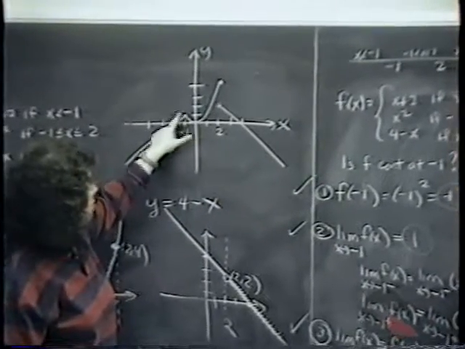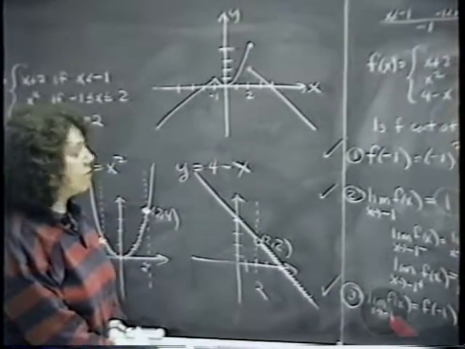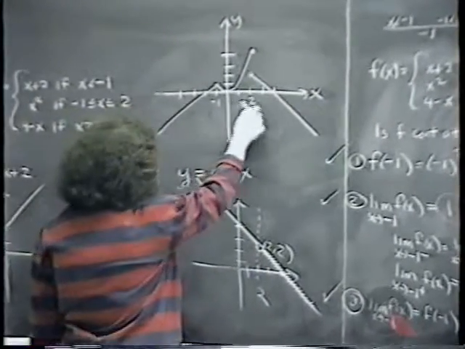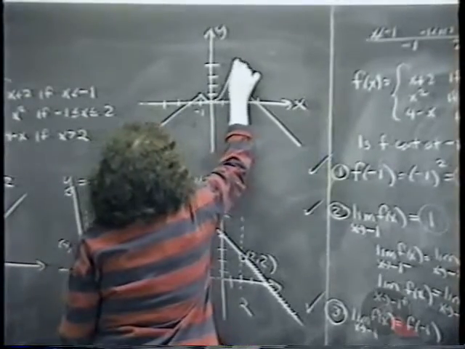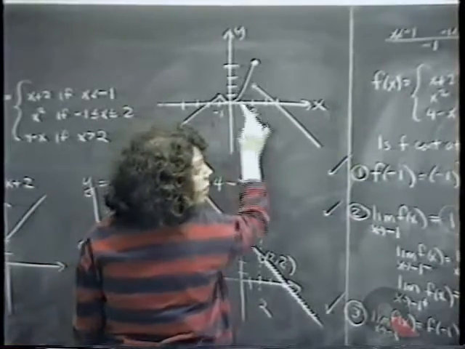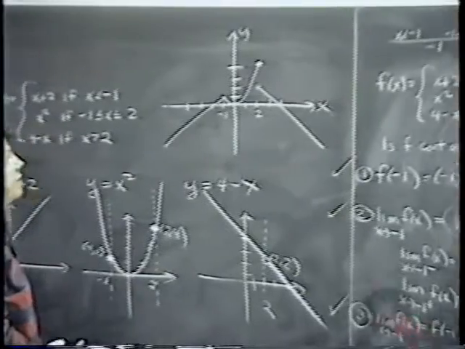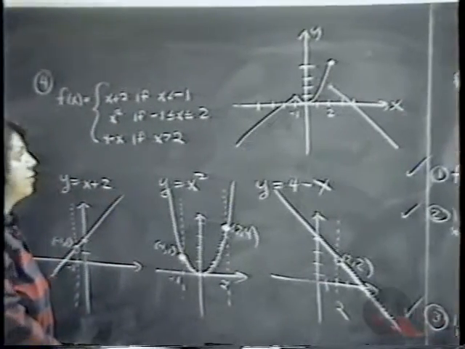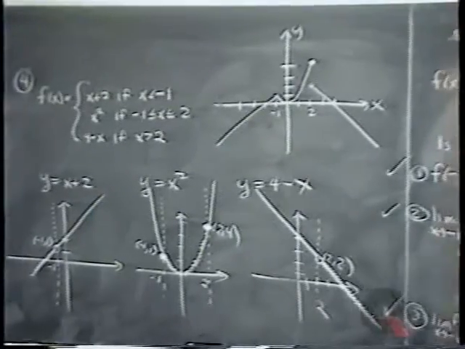The limit did exist, and the function was defined to be 1. That's what the limit was. Everything was fine. But at 2, the function was defined to be 4. However, the limit did not exist. The limit from the left was 4, and the limit from the right was 2, and they did not match. So the limit did not exist and it was not continuous at 2. This function is continuous everywhere except at x equals 2.